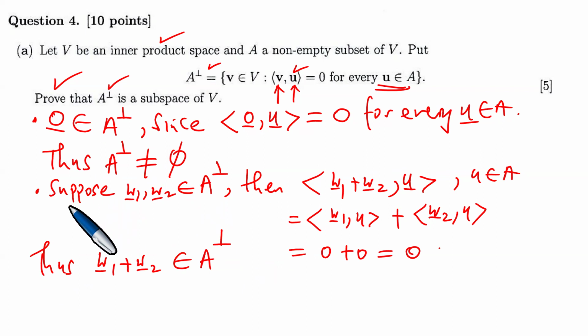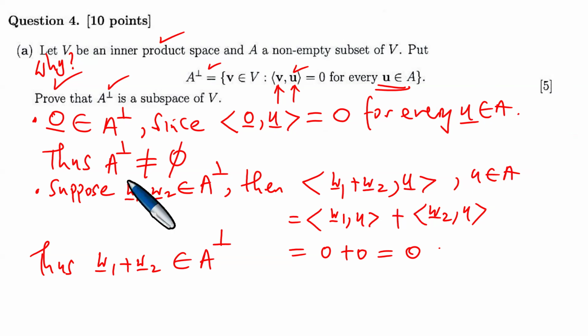Some of the lecturers, if you say the 0 vector is an element of the orthogonal complement of A, will just ask why. You get the point. There are lecturers who just write on your script, why. And then they take marks because of that. So you're not going to get the 5 that you need to get.